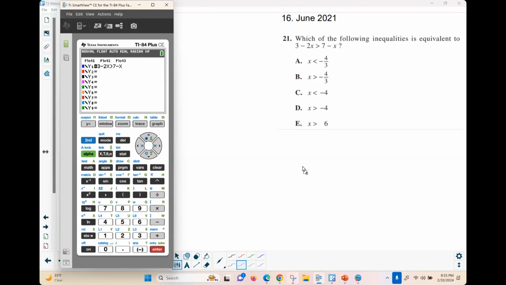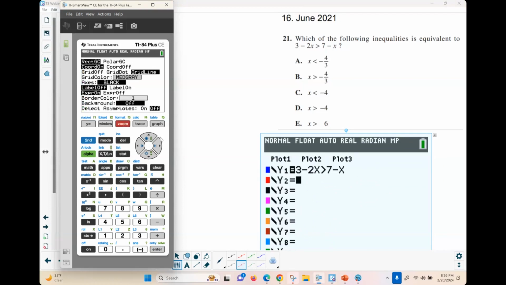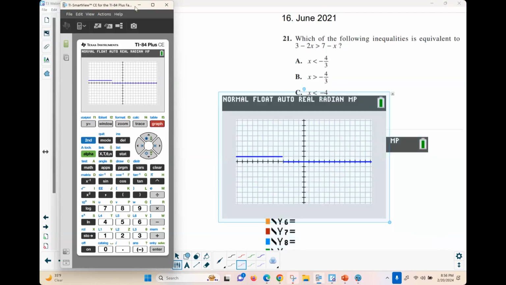So let me see if I typed that correctly. Did I type that correctly? And I know some of you are saying this is a mistake waiting to happen. I mean, just how could you put in an equal sign with a greater than sign? Not a good idea. Also, it's a good idea if you're using the 84 to turn your detect asymptotes on. I'll explain why in a minute, but I want the detect asymptotes on. And now I'm just going to go ahead and graph. And there's my solution right there.